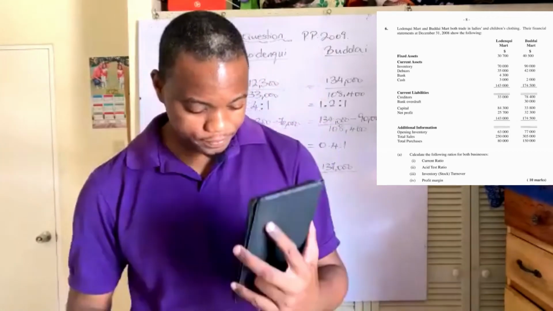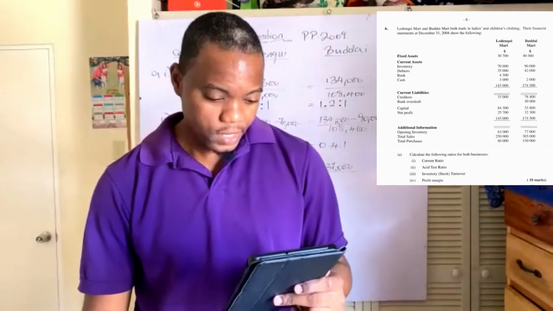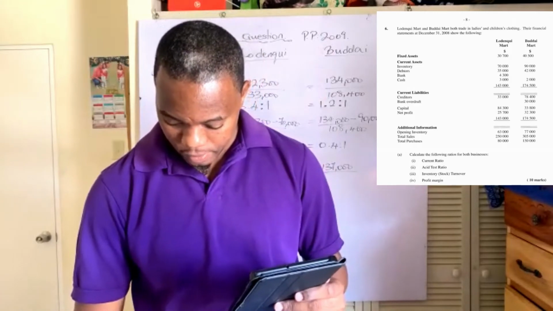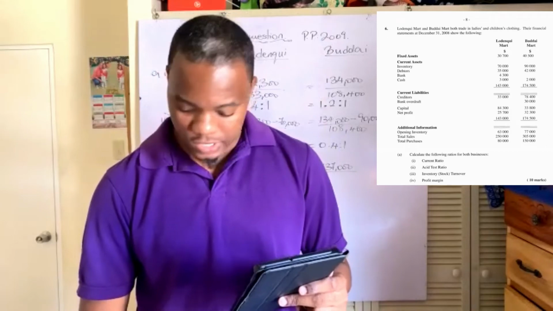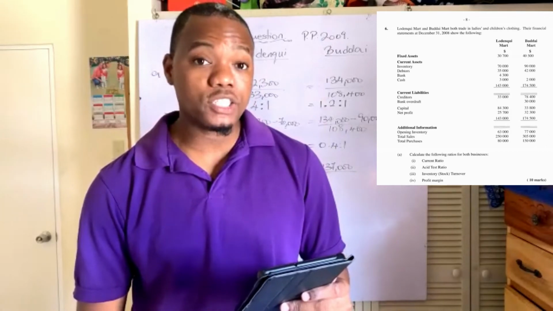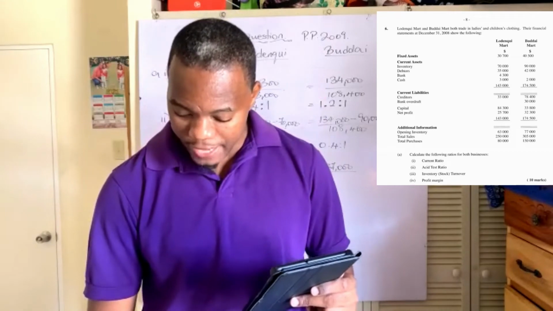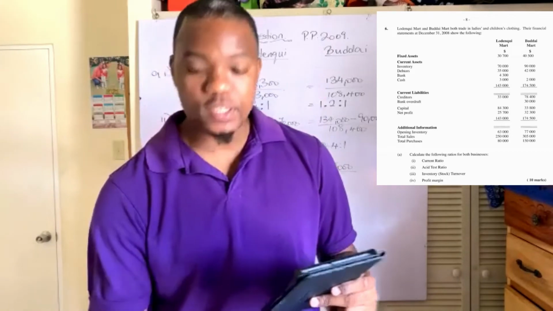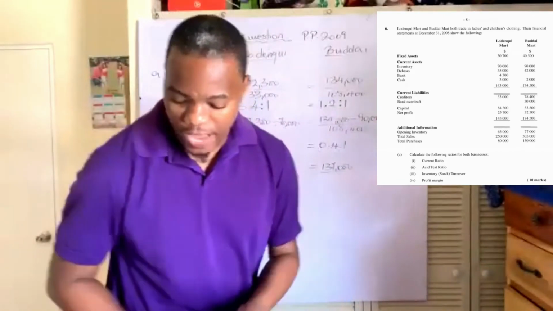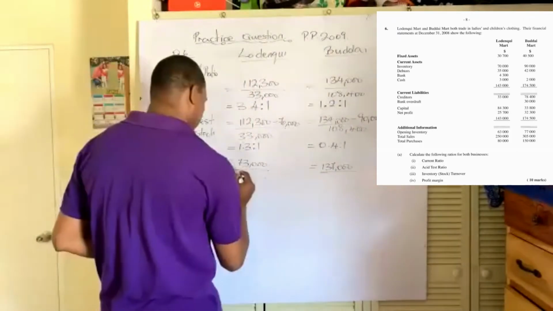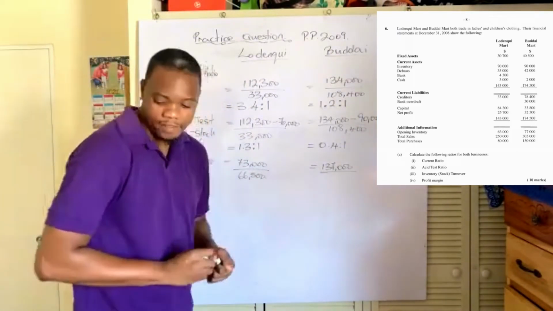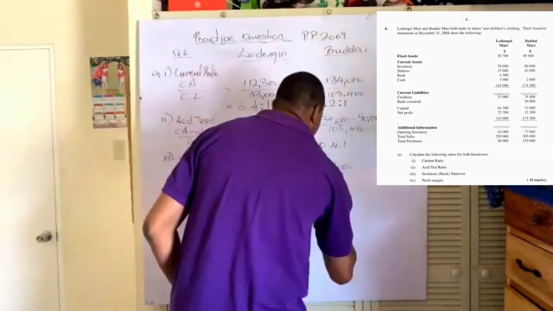So for Lodenki, opening stock is 63,000 plus its closing stock, which is 70,000, equals 133,000. Then you're going to divide that by 2. That gives us 66,500. And for Budai, the average stock is 83,500.